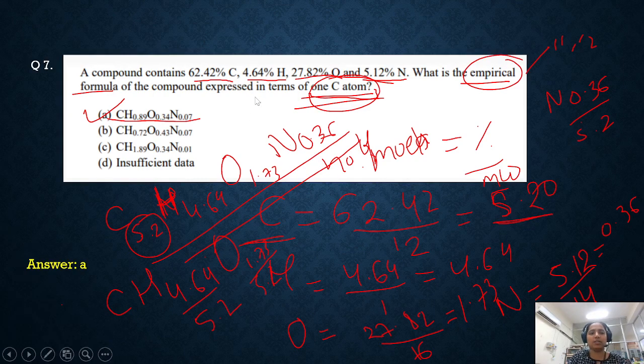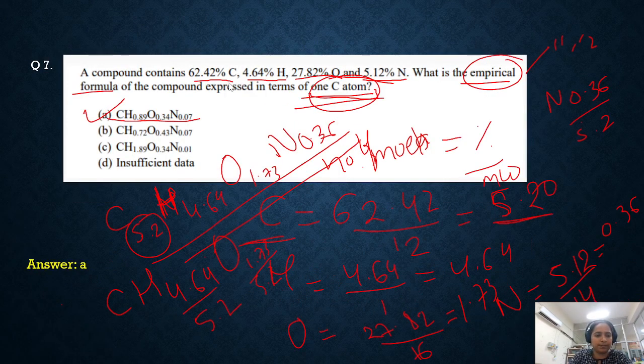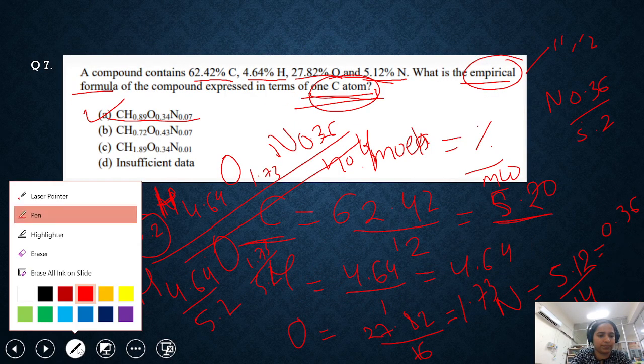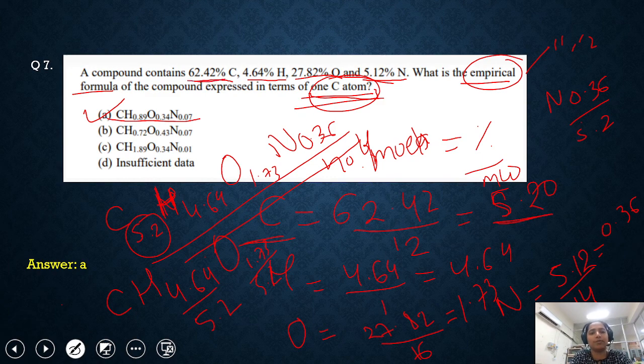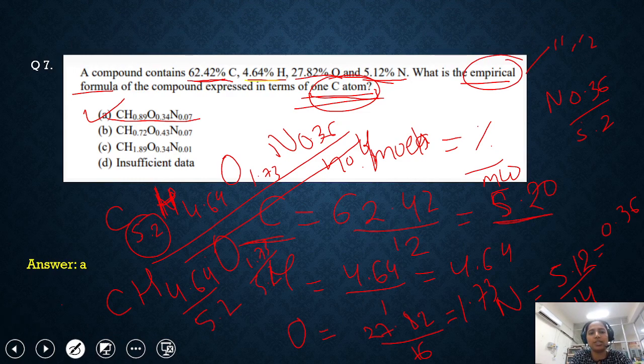Okay, how are we solving this? It is given a compound contains 62.42% of carbon, 4.64% of hydrogen, 27.82% of oxygen, and 5.12% of nitrogen.